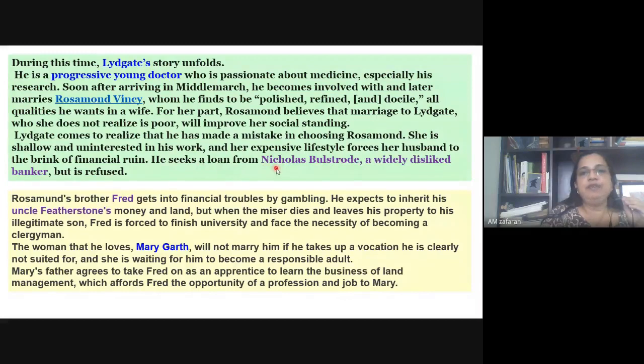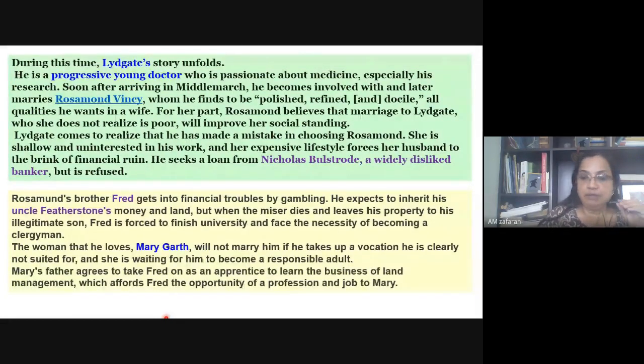He seeks a loan from Nicholas Bulstrode, a widely disliked banker, but is refused. So he marries Rosamond, but then he realizes that she is only after money. She's only after a show of wealth. And to keep her happy, he has to spend more than he earns. He's working in a provincial town. His patients are not so wealthy, and he is not able to keep up with the demands of his life, which makes him reach the brink of utter financial ruin.